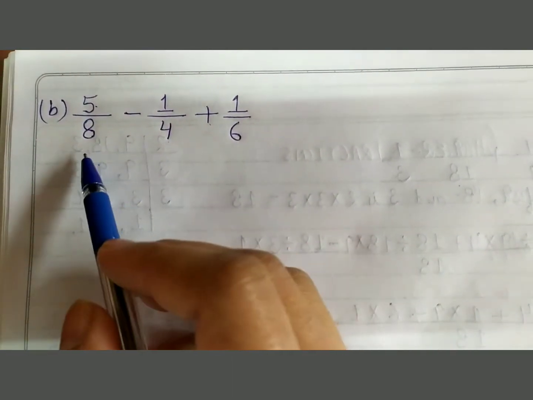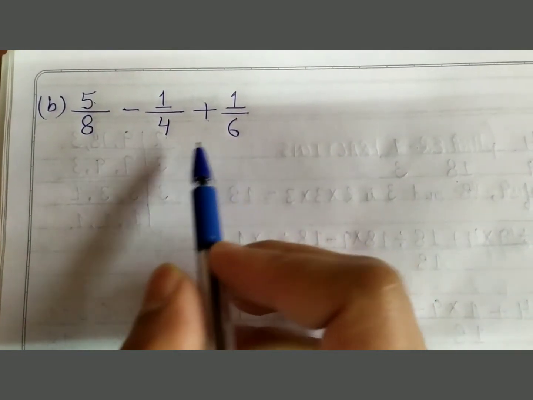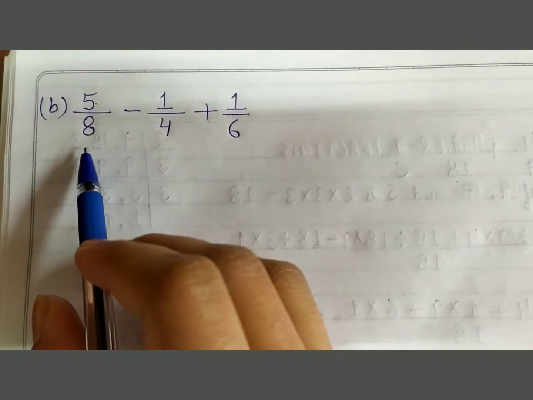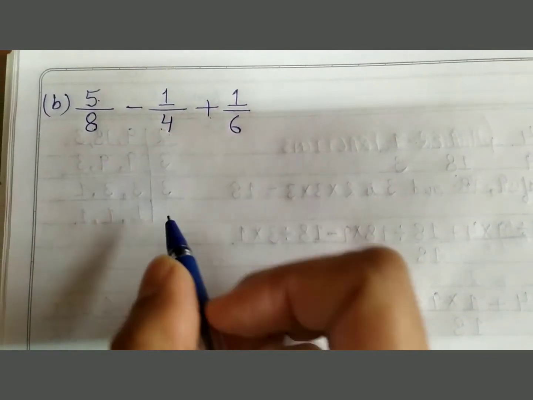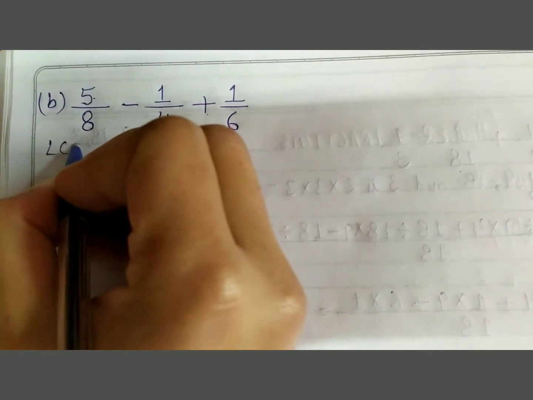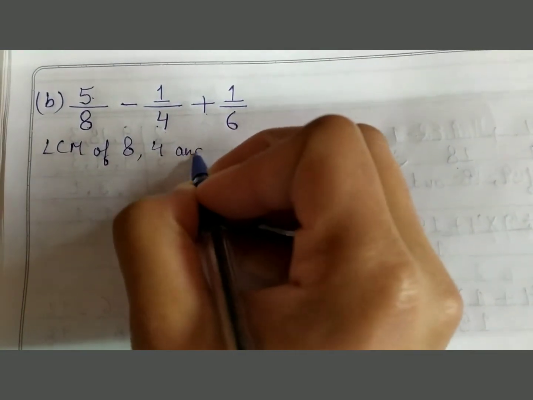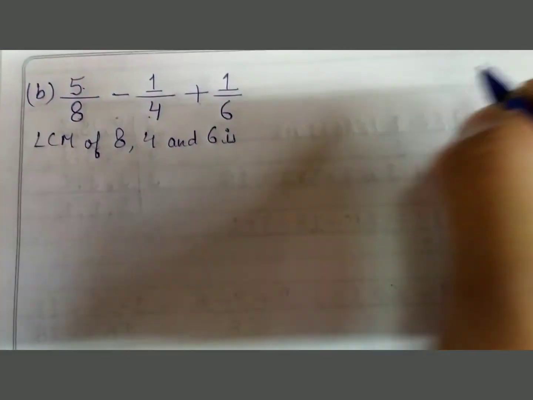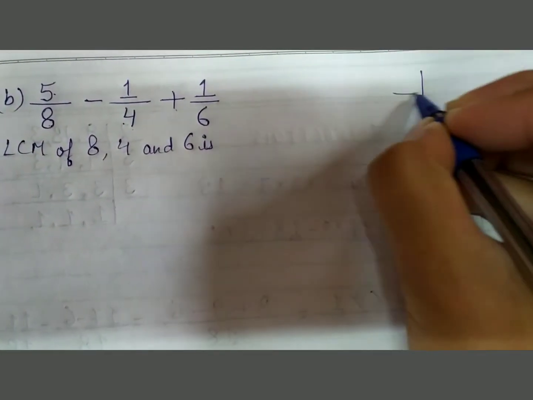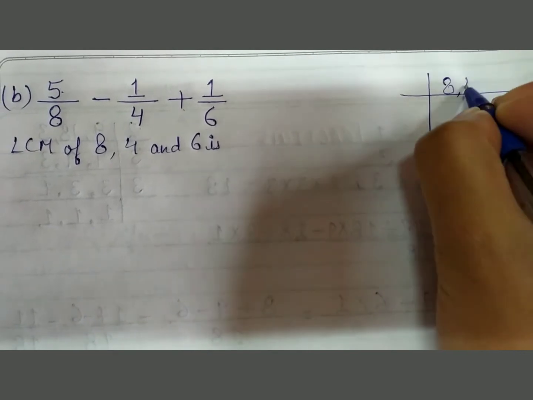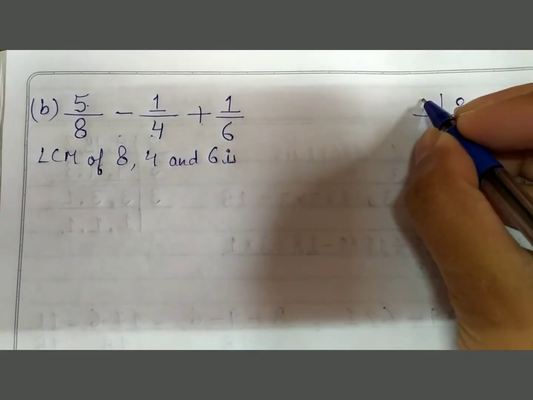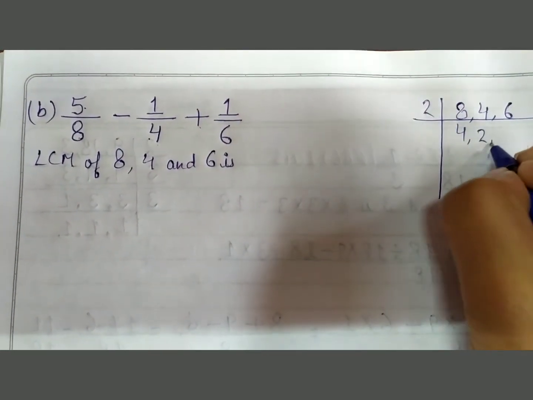Children, in these fractions the denominators are not the same. Find out the LCM of 8, 4 and 6. LCM of 8, 4 and 6 is 8, 4, 6. 2 4s are 8, 2 2s are 4, 2 3s are 6.